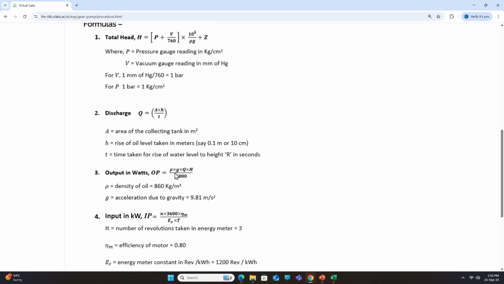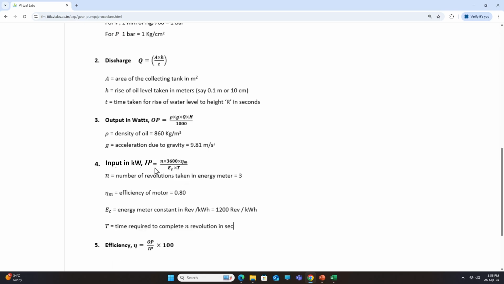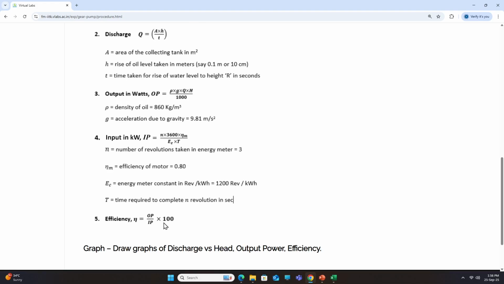Output power is rho g Q H by 1000, and input power is given as N into 3600 into eta by EC into T, where N is the number of revolutions taken in the energy meter, that is 3. Eta is the efficiency of the motor, which is given as 0.8. Then we have efficiency, that is output per unit input.